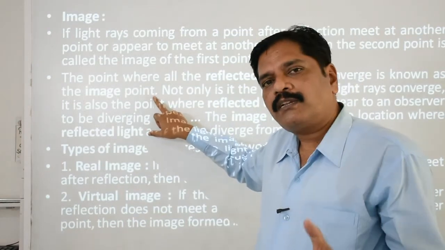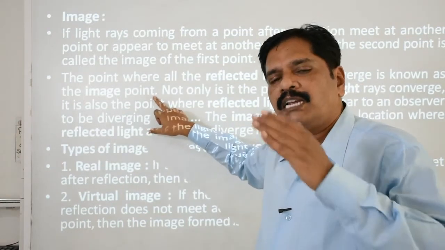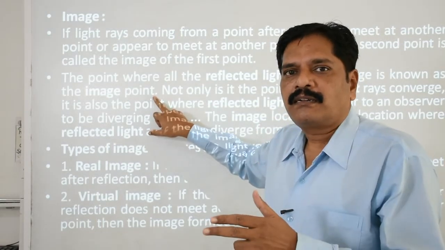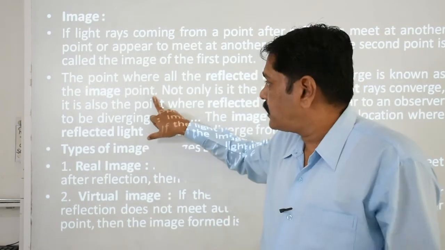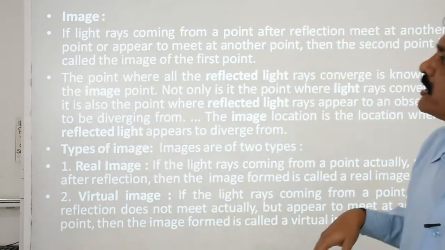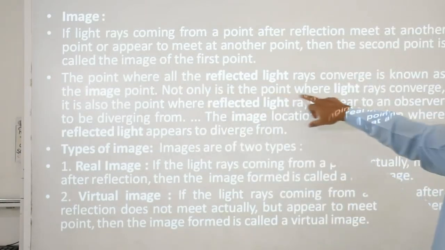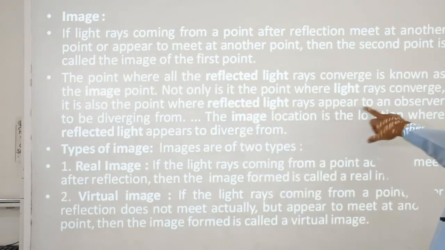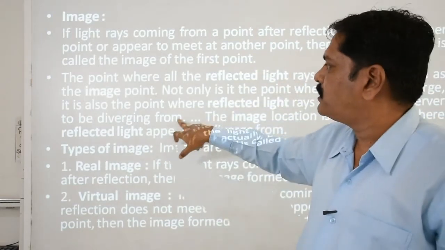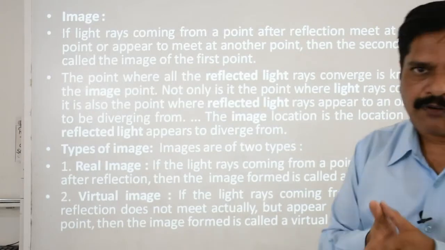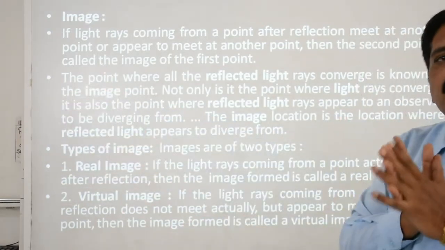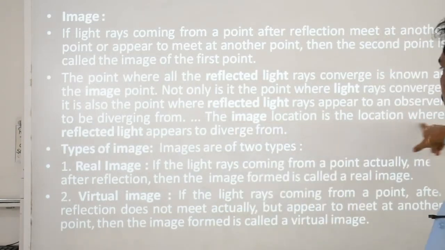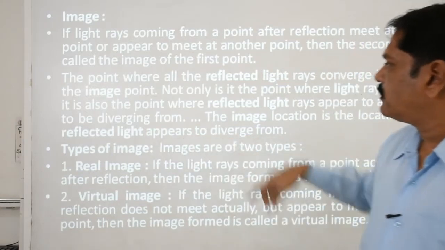Clear? After the reflection of light, the rays will intersect each other. So these intersected rays meet at one point, and this point is called the image point, where you will get the image. And it is not only the point where light rays converge, it is also the point where the reflected light rays appear to be diverging from, and from where they further diverge. Diverging means moving away from each other. The image location is the location where the reflected light appears to diverge from.